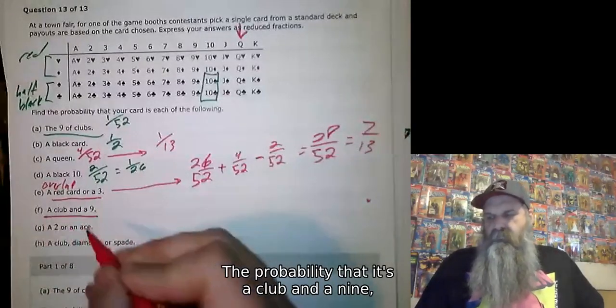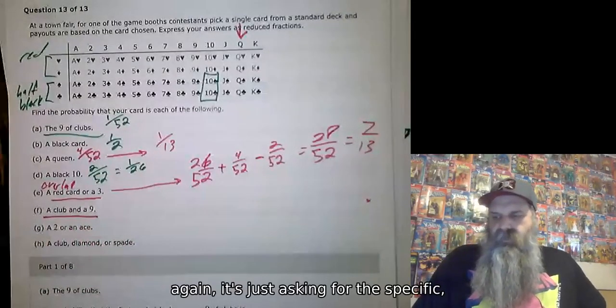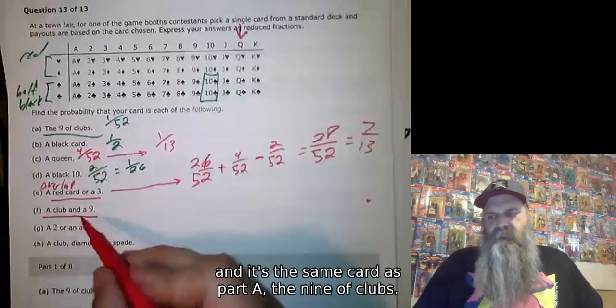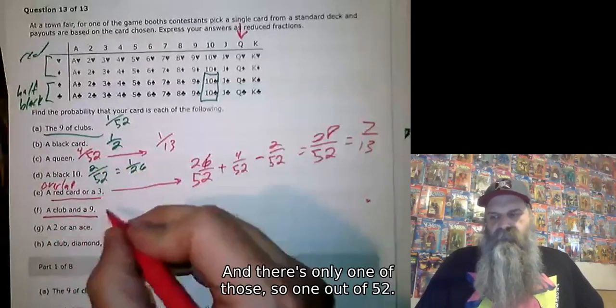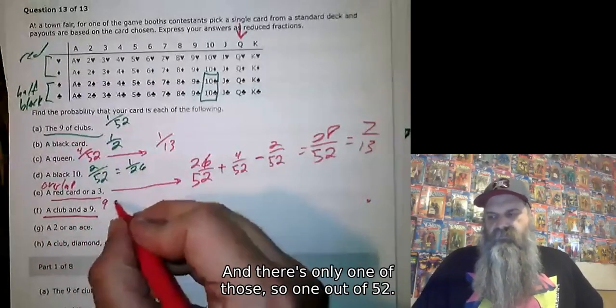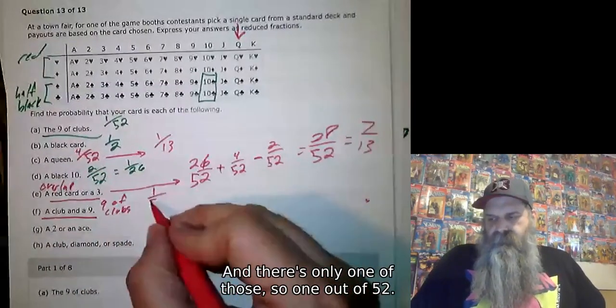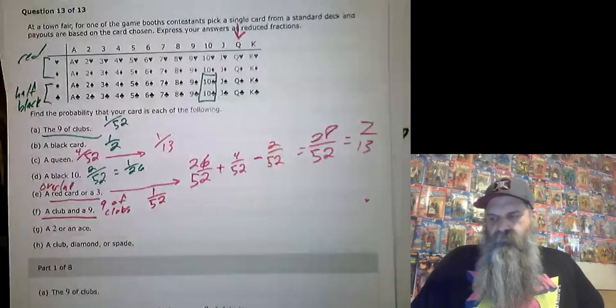The probability that it's a club and a 9, again, it's just asking for the specific, and it's the same card as part A, the 9 of clubs. And there's only 1 of those, so 1 out of 52.